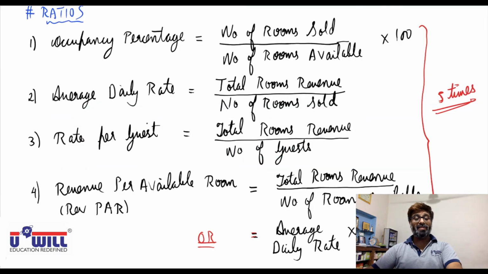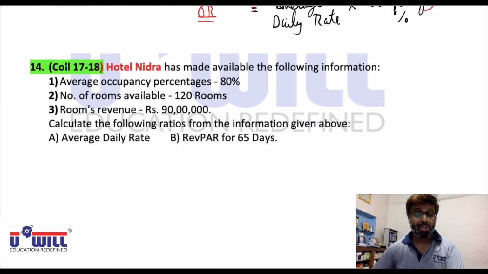So let's take up with the further questions. Look at question 14 of your pamphlet. Hotel Nidra has made available the following information. First, average occupancy percentage 80%. Occupancy is directly given to you 80%. Number of rooms available in the hotel are 120 rooms and rooms revenue is 90 lakhs. Calculate the following ratios from the information given above.